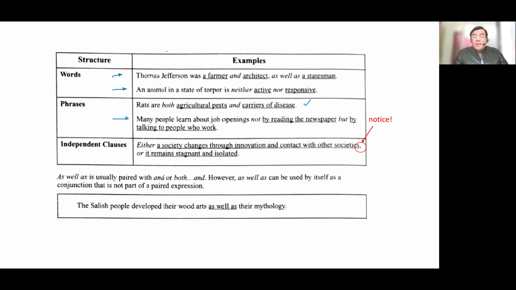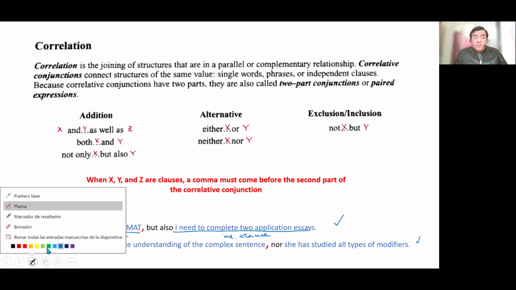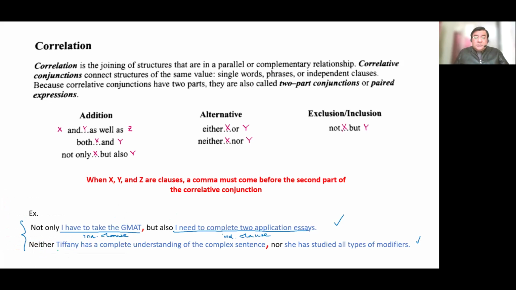How about using these correlative conjunctions to connect independent clauses? We've seen two examples before, just a moment ago in the previous slide. These two. Here, I have to take the GMAT is an independent clause, and so is I need to complete two application essays, another independent clause. Same goes for the example below. It says, either Tiffany has a complete understanding of the complex sentence, this is another independent clause, and she has studied all types of modifiers is a second independent clause.